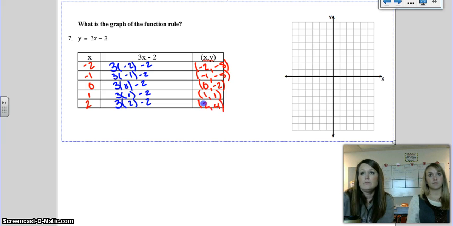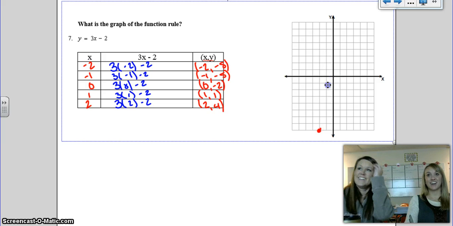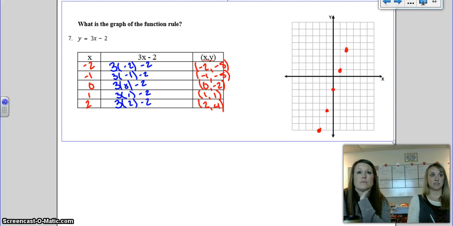And then we put it on the graph. So (-2, -8). Start at the origin, left 2, down 8. That's harder than it looks, guys. -1, -5. 0, -2. 1, 1. Up, up, good. 2, 4. Now, do I connect these?